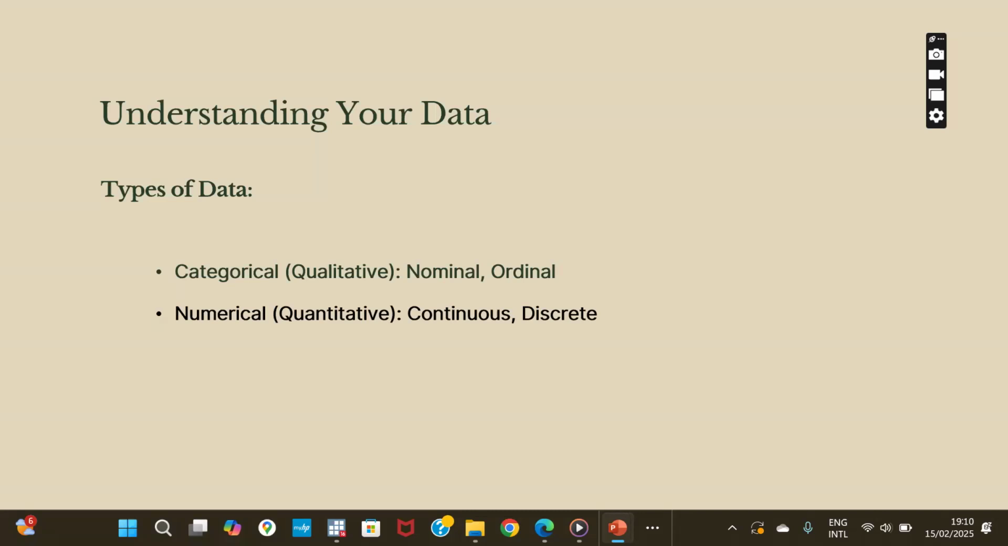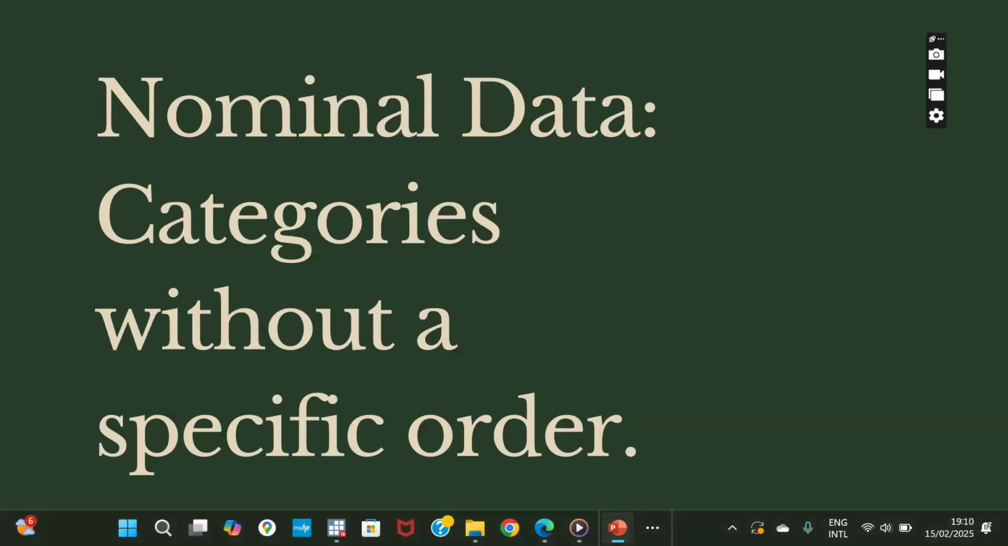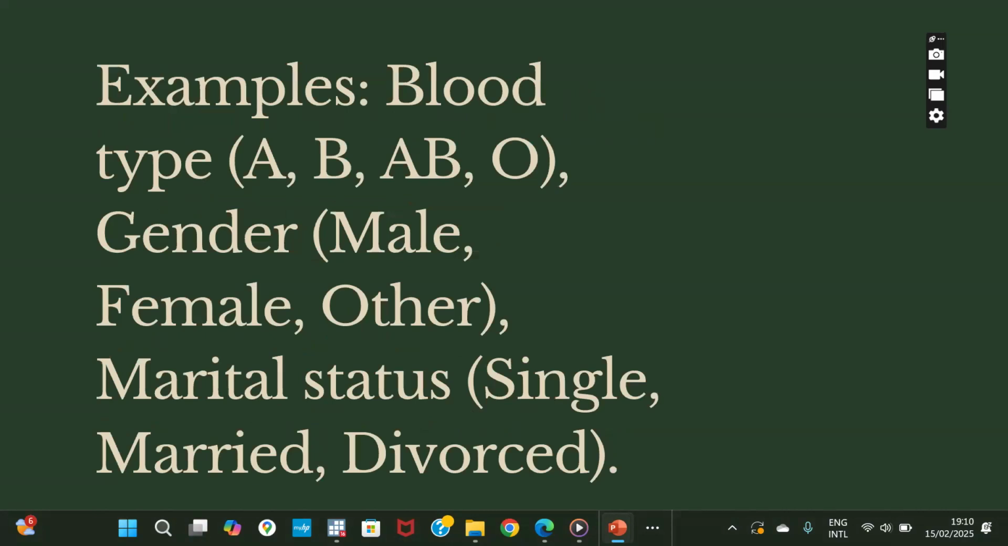I'll be giving examples of categorical data. Nominal data are categories without a specific order. An example is blood type: we have blood type A, B, AB, and O. Gender could be male or female. As far as this country is concerned, some call it sex, it will be male and female. Your marital status could be single, married, divorced, cohabiting, or separated, as some will call it.